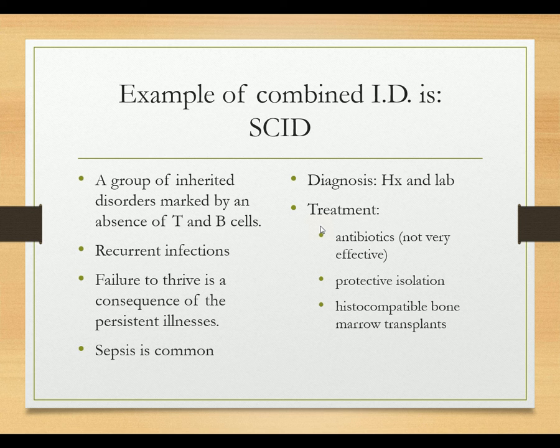Treatment is going to be with antibiotics, even though that's not very effective. Placing the child in protective isolation, a plastic bubble, is the best way of doing that. Histocompatible bone marrow transplants have been somewhat successful and is the only definite treatment. And usually it's from a sibling. Intravenous immune globulin can be used to help augment the humoral immunity until the transplant is performed.